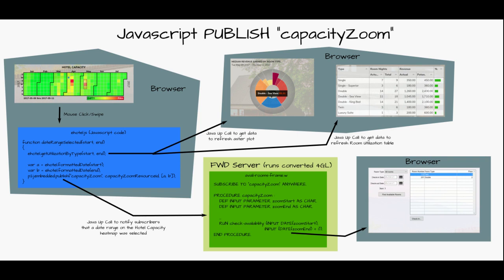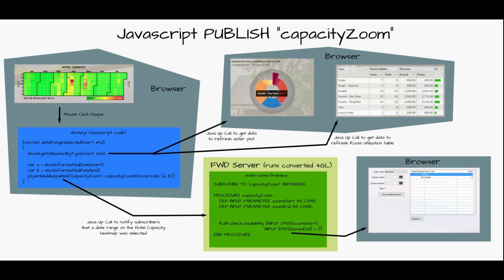First, it goes and tells these controls to update their data by using upcalls, those JavaScript app server calls essentially, to get their data. And it pulls out the start and end date and does a publish of the capacity zoom event, and it passes in the start and end date as parameters.